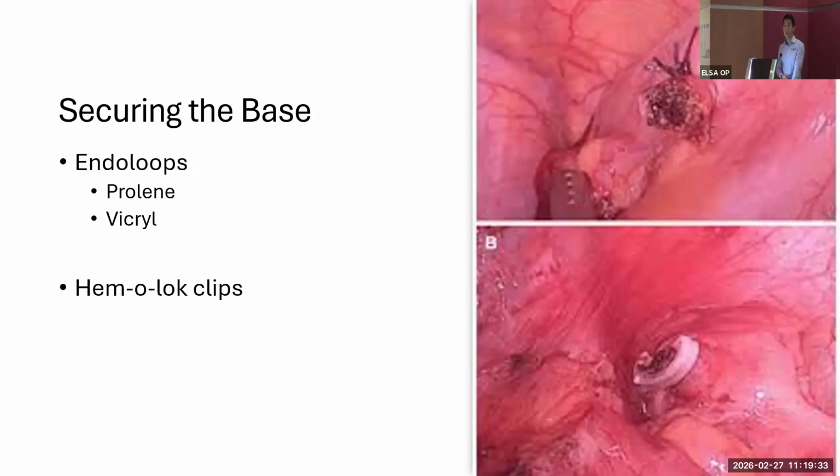Another way in which the base can be secured is to use a Hem-o-lok clip and just clip across it. That's fine as well. As long as the main principles are achieved, it can be done. And the main principles are to get a good closure of the base to prevent an appendiceal stump blowout.